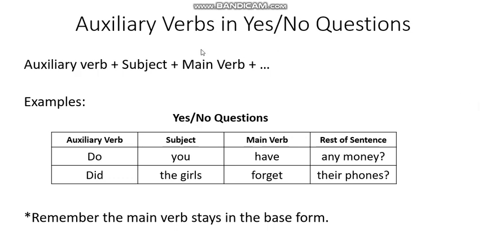Let's take a look at auxiliary verbs in yes and no questions. So the formula, or the pattern, starts with the auxiliary verb, then the subject, then the main verb, and then the rest of the sentence.